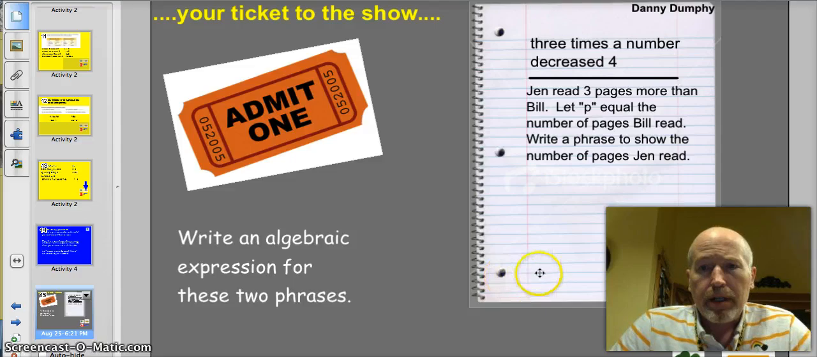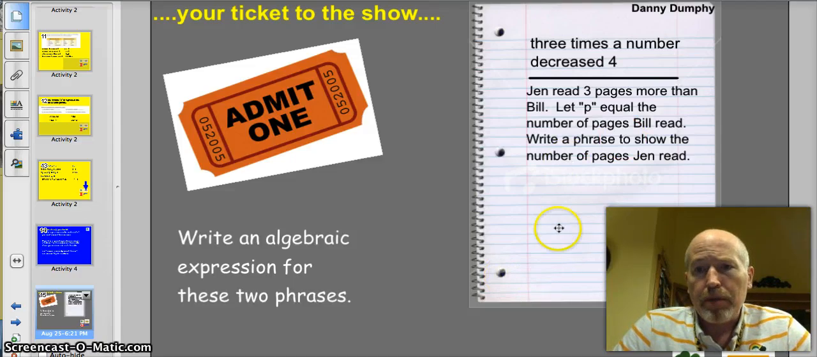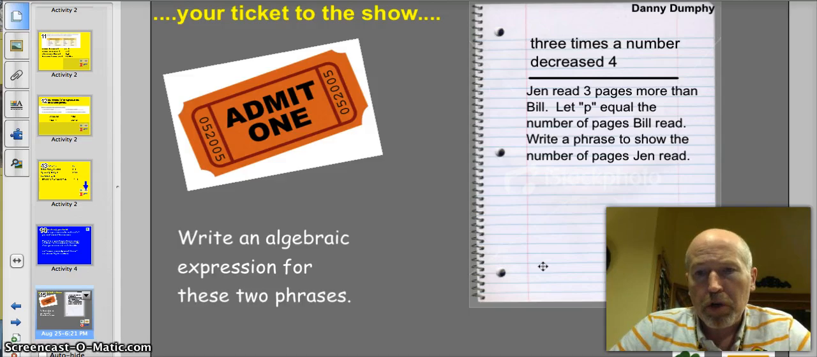All right. Answer these 2 on a piece of paper for tomorrow. Write algebraic expressions for them. 3 times the number decreased by 4. And here's a little story you can write a phrase for. Algebraic expression for: Jen read 3 pages more than Bill. Let P equal the number of pages Bill read. Write a phrase to show the number of pages Jen read. It's a lot of words, but it's pretty easy.